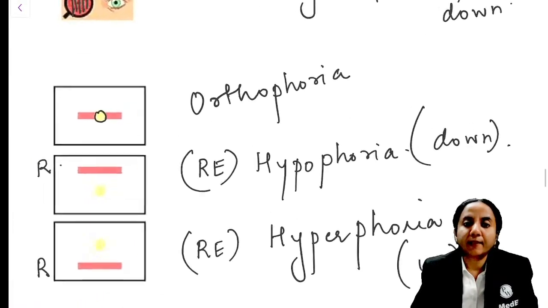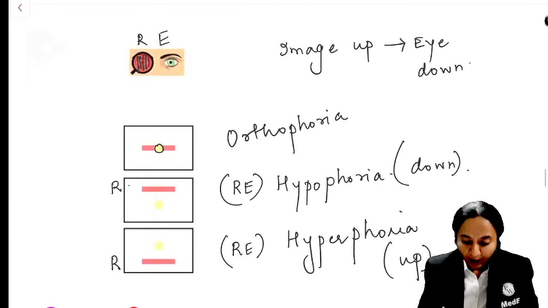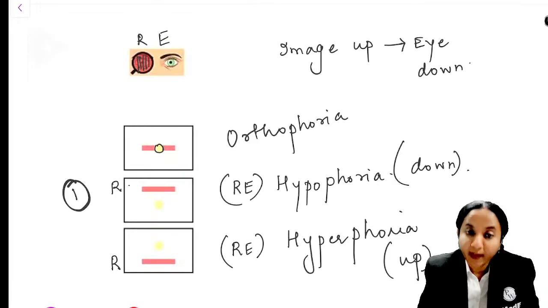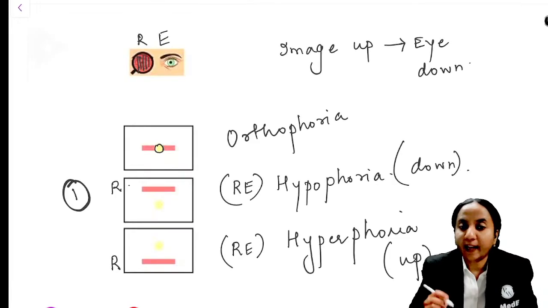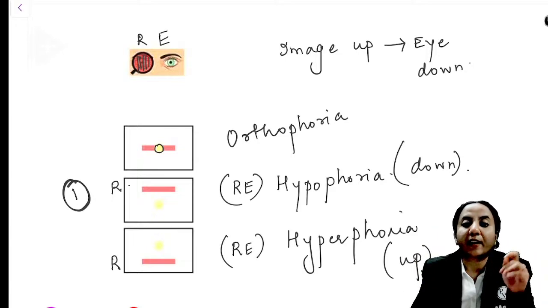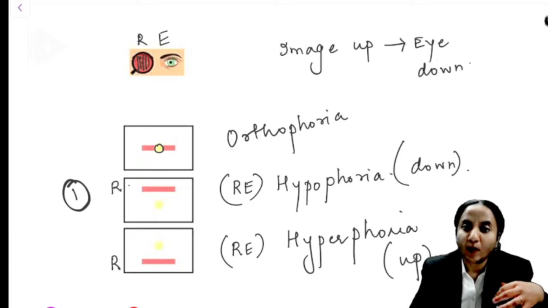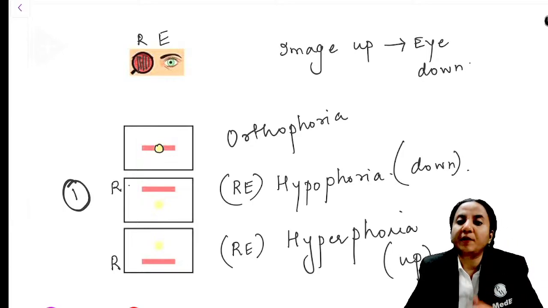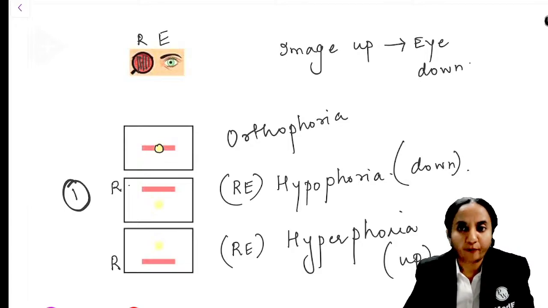Okay. So this is about our vertical squints. In picture number one, the right eye image is up, that is, the red line is up, which means the right eye is down. So it is right eye hypophoria. In the second one, the right eye image is down, which means that the right eye is up, that is hyperphoria.